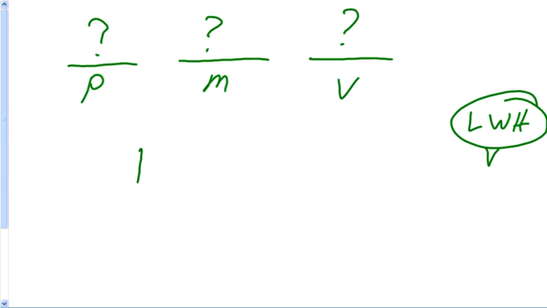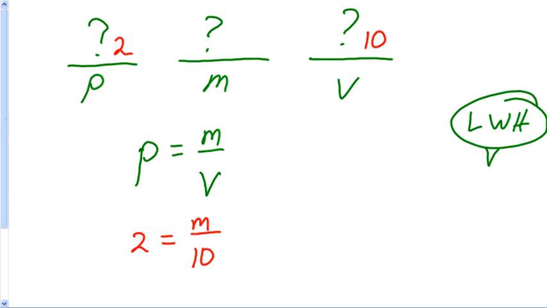Once you have them, go to your equation. Density is mass over volume, and fill it in. If you were working this problem and you found that density is 2 and volume is 10, then you'd go back to your equation and substitute those numbers. 2 equals mass over 10. And you do your algebra. What's the opposite of dividing by 10? Times both sides by 10. So 20 is your answer. That's easy enough.